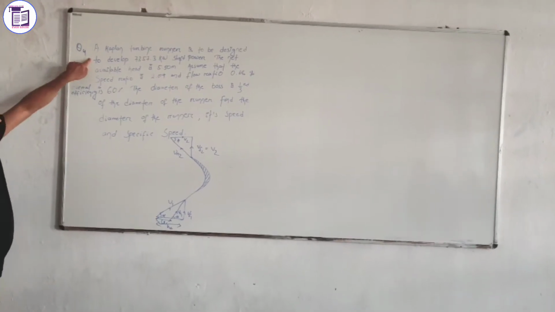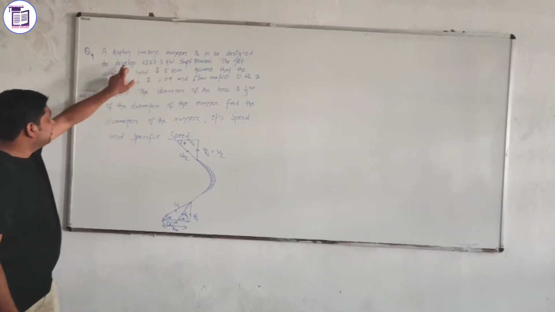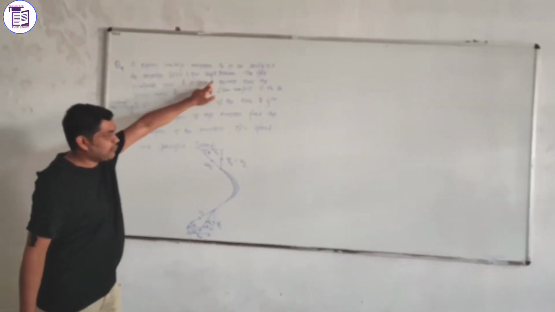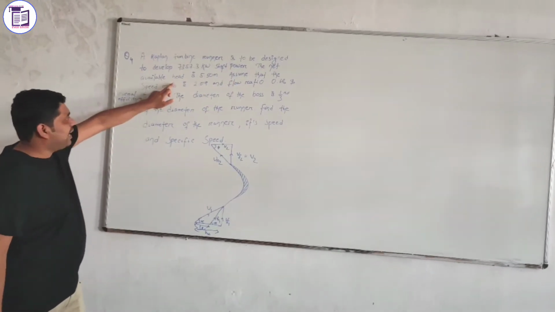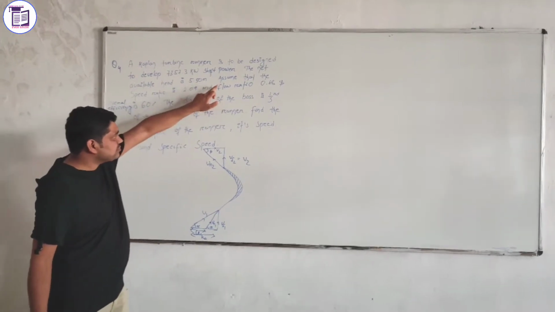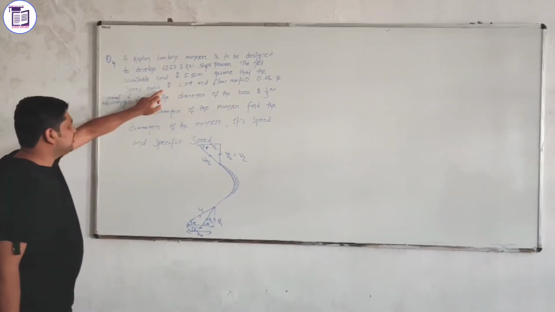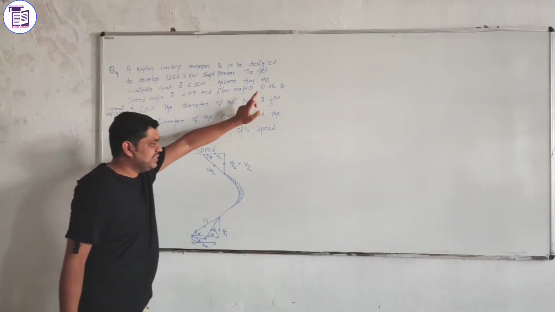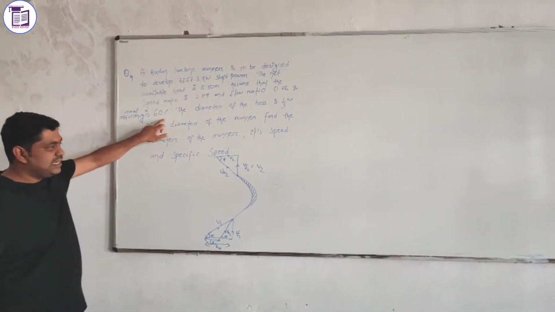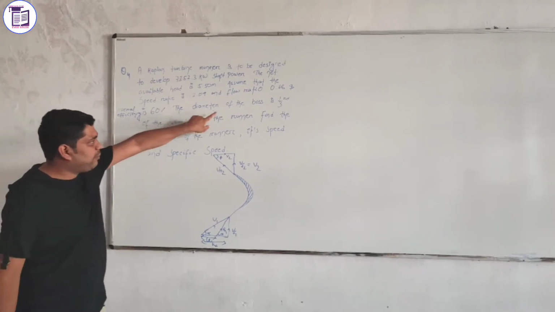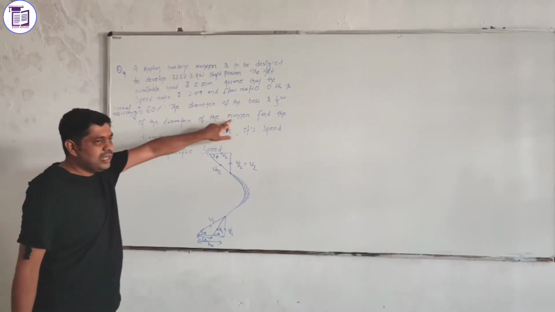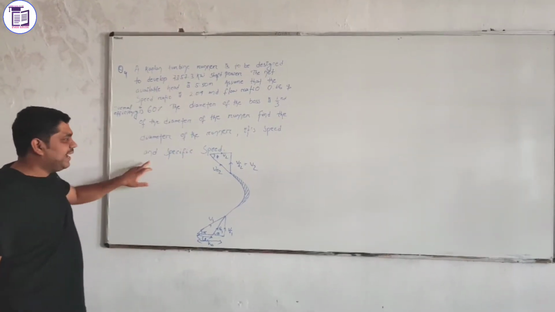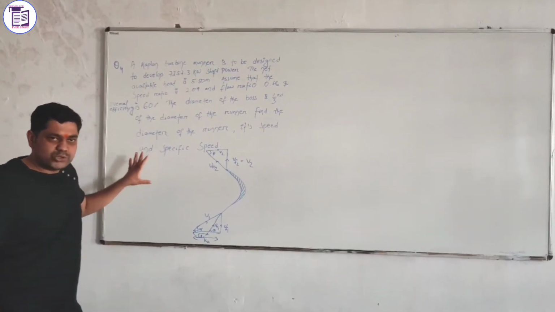A Kaplan turbine runner is to be designed to develop 7357.3 kilowatt shaft power. The net available head is 5.50 meter. Assume that the speed ratio is 2.09, the flow ratio is 0.68, and the overall efficiency is 60%. The diameter of the boss is 1/3 of the diameter of the runner. Find the diameter of the runner, its speed and specific speed. This is the question given to you.